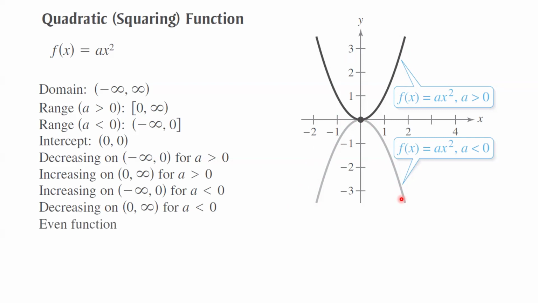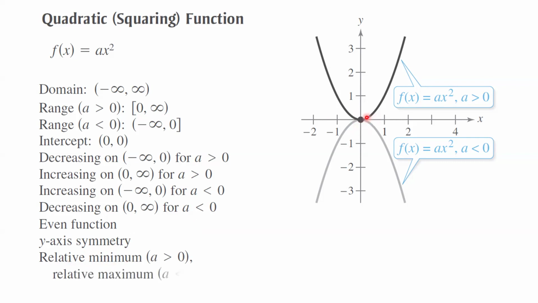This function is an even function. The y values for opposite x values are the same. The axis of symmetry is the y-axis. It has a relative minimum when a is positive, and it has a relative maximum when a is negative. The vertex happens at the origin in either case.